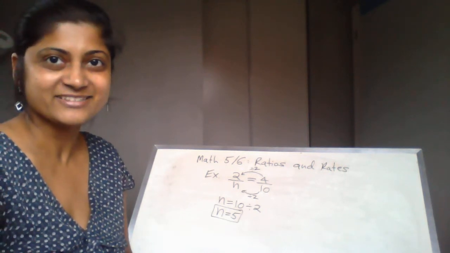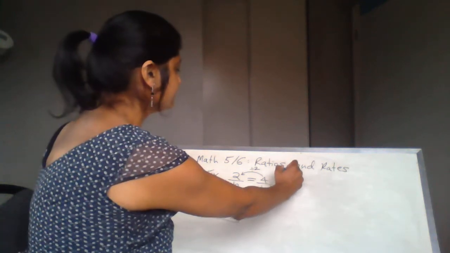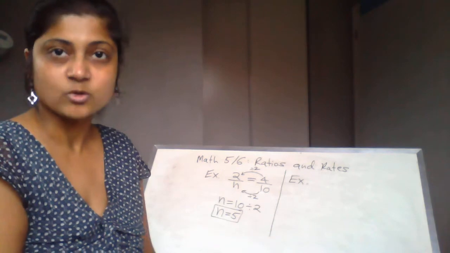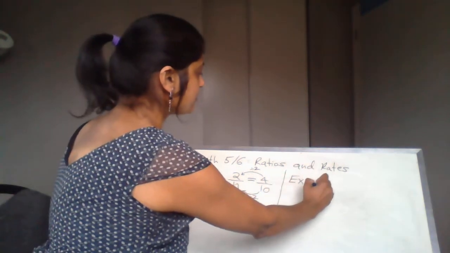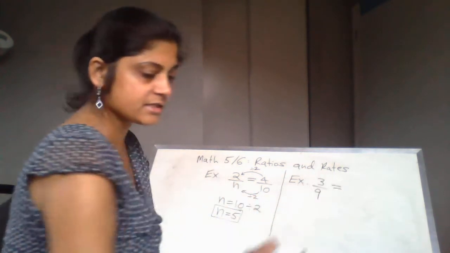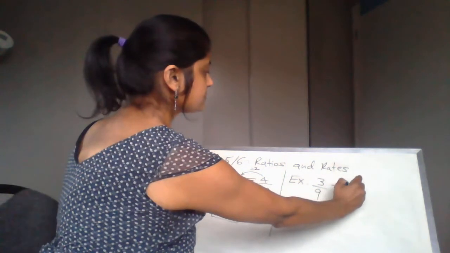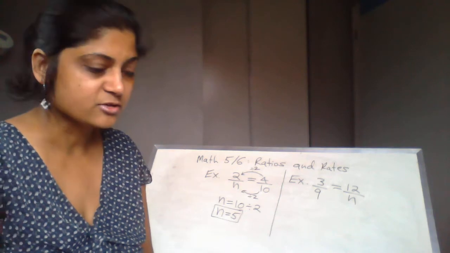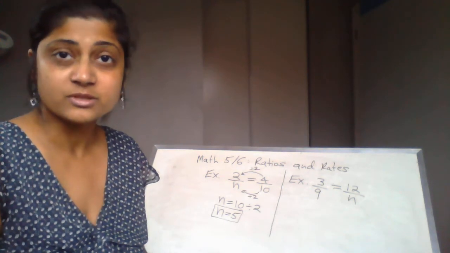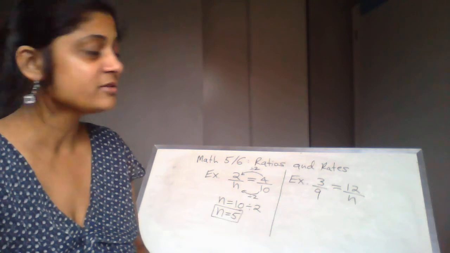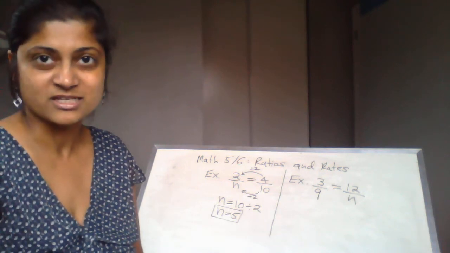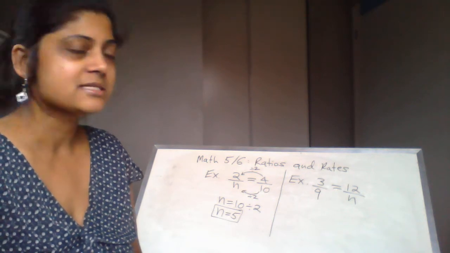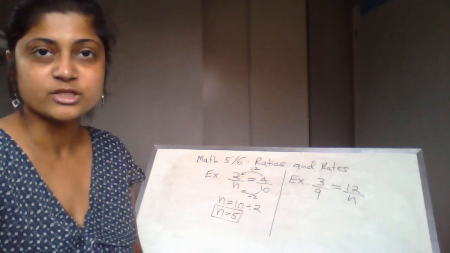Does everyone see that? Okay, let's try one more question here. I'll make a line. Let's try the second question. So this time it's going to be 3 over 9, and it is equal to 12 over n. Because there are two fractions here, the teacher can put the value of n at any point within either of the two fractions. Just look at the two numbers that are given to you, and look at what direction you're going in.